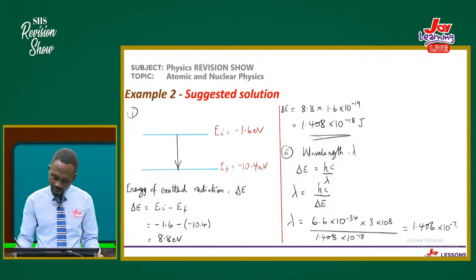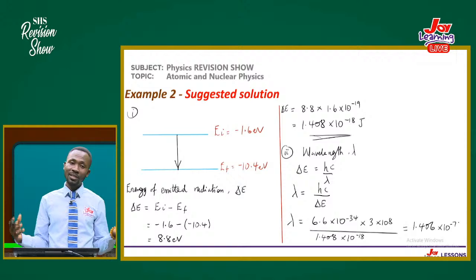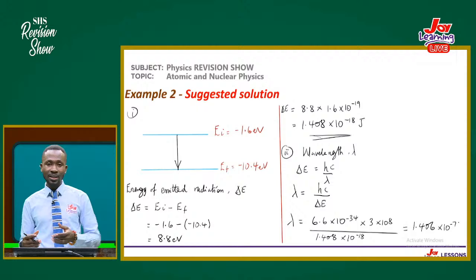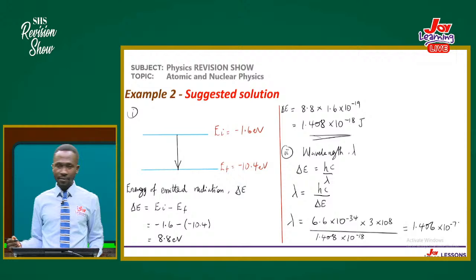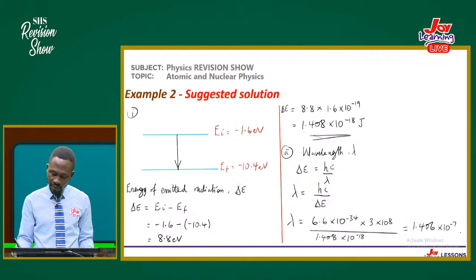We are not through. I take my time to talk about these things because most of the time students make this mistake. Maybe exam pressure, they are in a hurry, they want to beat time. They write the values, they calculate everything correctly, they leave the unit out, which is very bad. So we're looking at wavelength. What will be our unit? Meter. And so 1.406 times 10 to the power minus 7, then we add meters to it.